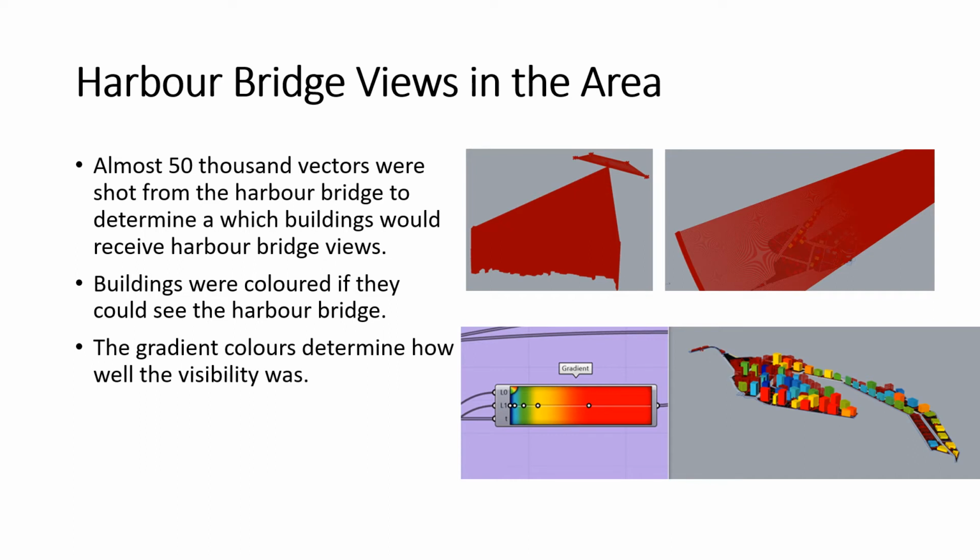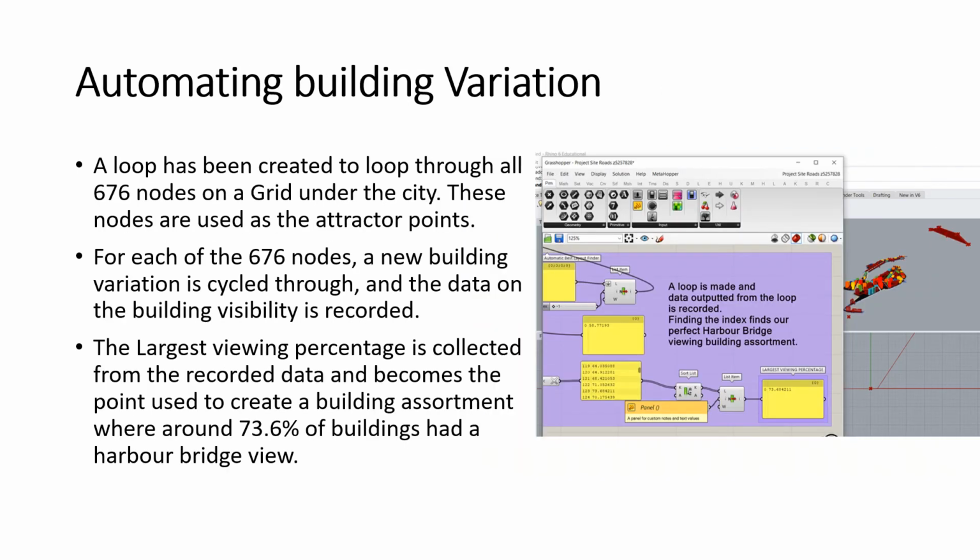Using a similar method to the isovist, I used almost 50,000 vectors to cover the whole area to see which buildings have a good view of the Harbour Bridge. Using the 676 nodes on a grid underneath the area, I created that many variations. These variations were recorded, and the viewing percentages were also recorded. The highest viewing percentage for one of the variations was 73.6% of buildings being able to have a Harbour Bridge view. This variation was then taken forward for future use.